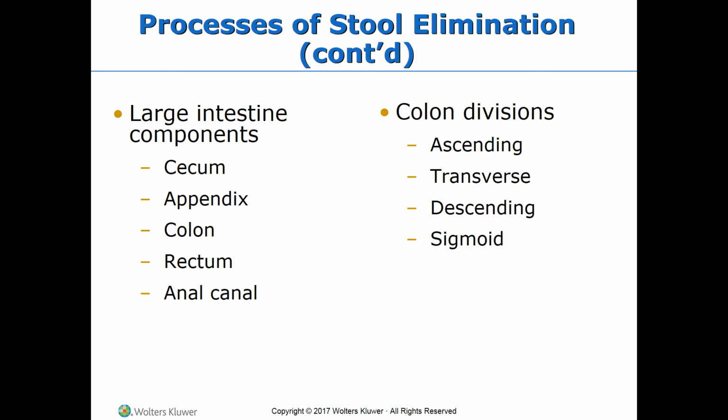So what are the components of the large intestine? It will be the cecum, the initial portion. Next to the cecum, we have the appendix, and then we have the ascending, transverse, descending, and sigmoid portions of the colon, and then we have the rectum and the anal canal.